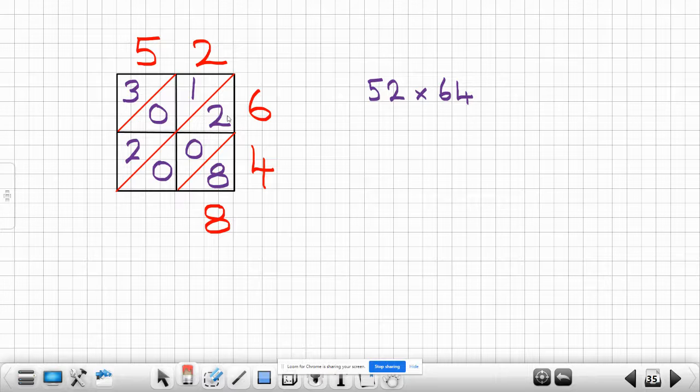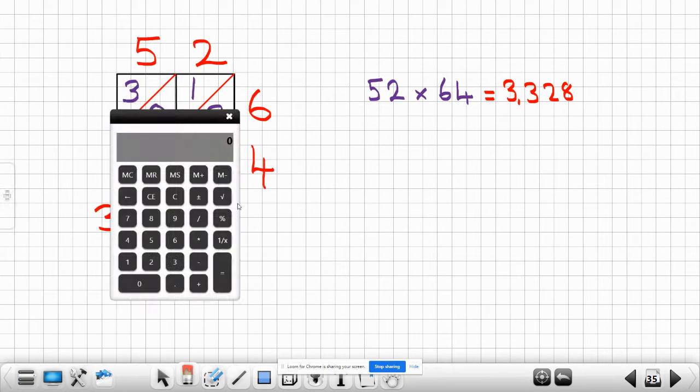Let's go to the next diagonal, and if we look in between these, we've got a 2, a 0, and a 0. So just a 2. Here's our next diagonal. So if we look in between there, we've got a 1, a 0, and a 2, which gives us 3. And then finally, above this diagonal, we have a 3. So we can just bring that down. So the answer to 52 times 64 is 3,328. Let's get the calculator out and check that.